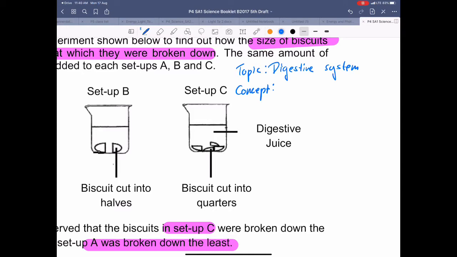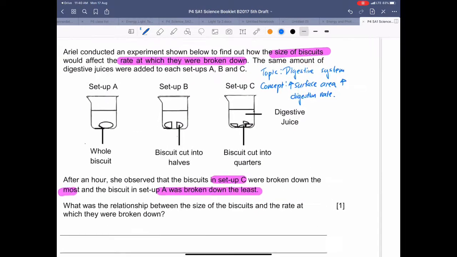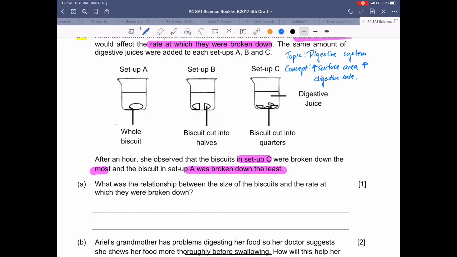So the concept over here is talking about how the increase in surface area, or exposed surface area, increases digestion rate. So straight away, you can zoom in into this concept. Now, what was the relationship between the size of the biscuit and the rate they were broken down? You need to be very careful.